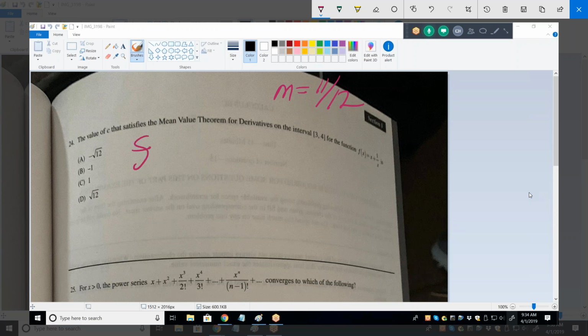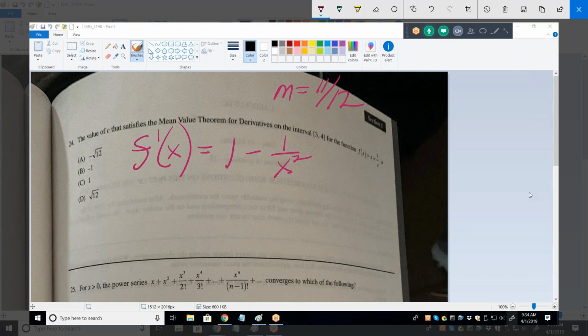What's f prime of x? 1 plus ln x. The derivative of 1 over x is minus 1 over x squared. In other words, you can apply the power rule there. You're getting it backwards. The derivative of ln x is 1 over x. But the derivative of 1 over x, just treat 1 over x as x to the minus 1, and you end up getting this. Okay?